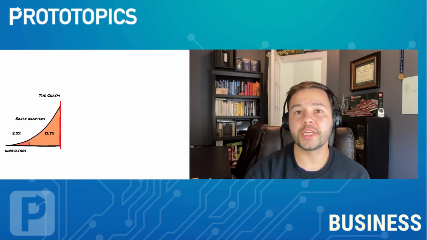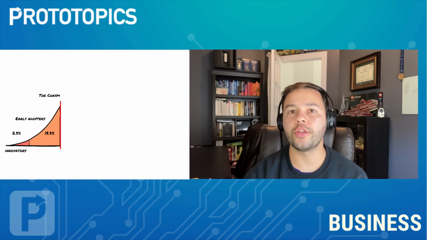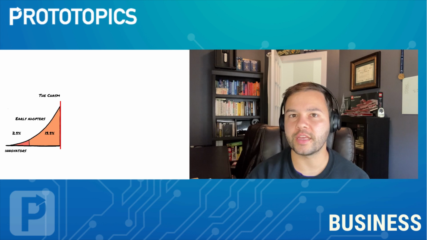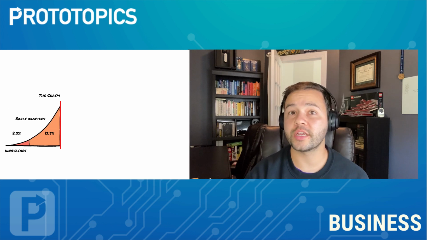In between early adopters and the next category, we have this invisible line called the chasm. Now, the chasm is incredibly important to understand the inner workings of the adoption cycle as a whole. We will touch base on this in a little bit.